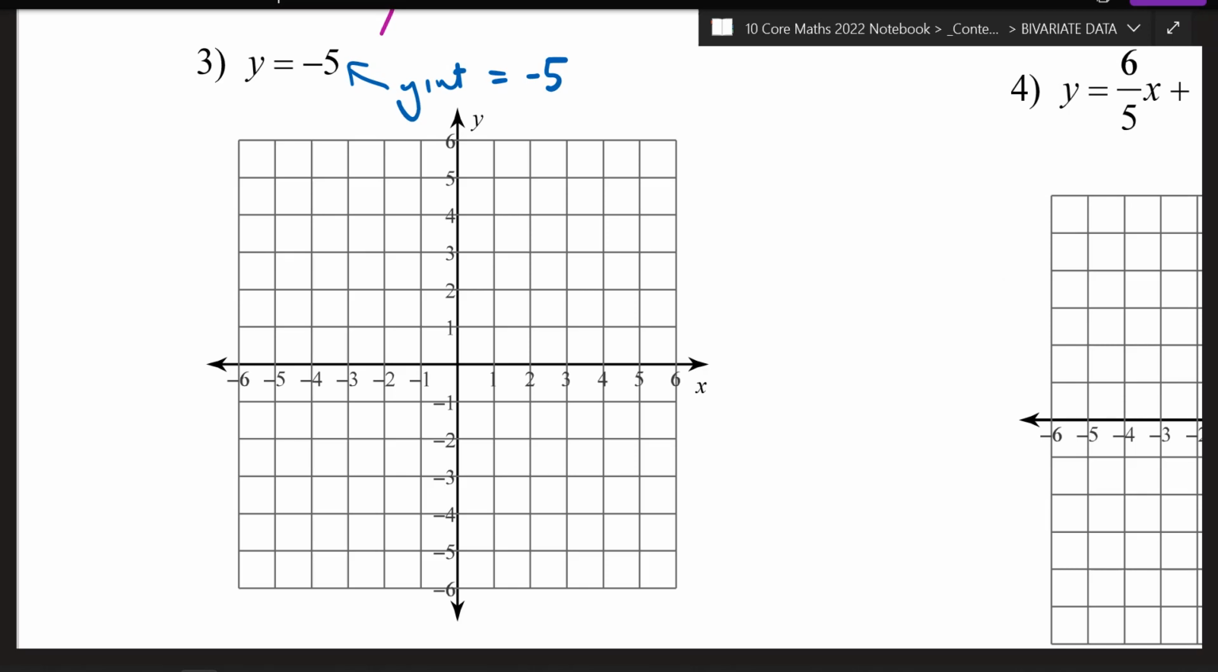Also, you don't even have to do this. This just says y equals -5. So it's like, oh yeah, y-intercept is -5. So all you're doing for this question is finding the y-intercept, -5 down here. Because there is no gradient, all you have to do is just draw a flat line. That's all it is.